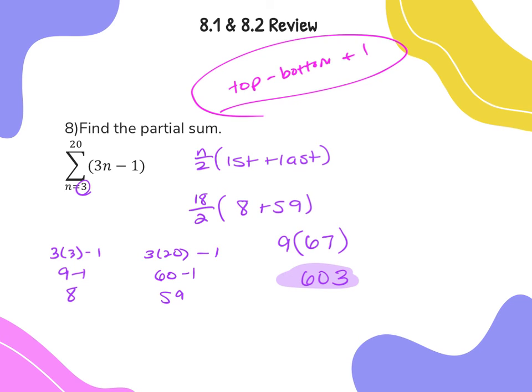So 18 over 2. The first one I get by plugging in 3, and that's 8. The last one I get by plugging in 20, and that's 59. 9 times 67 is 603.